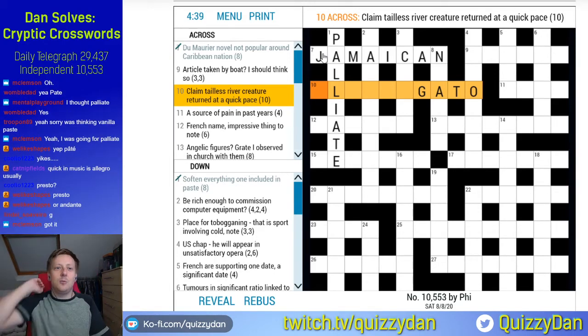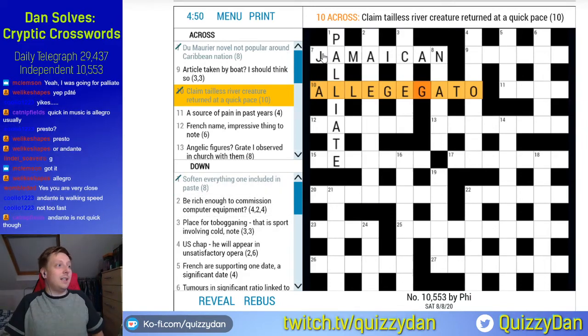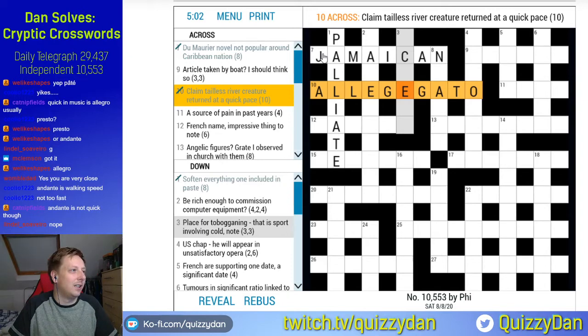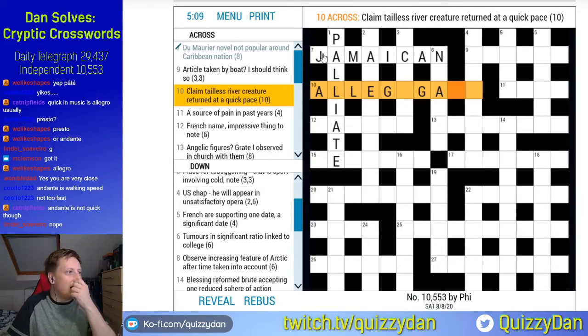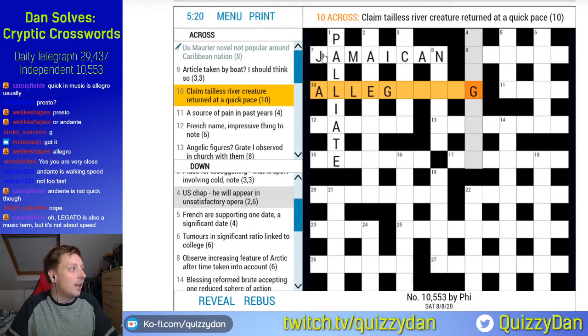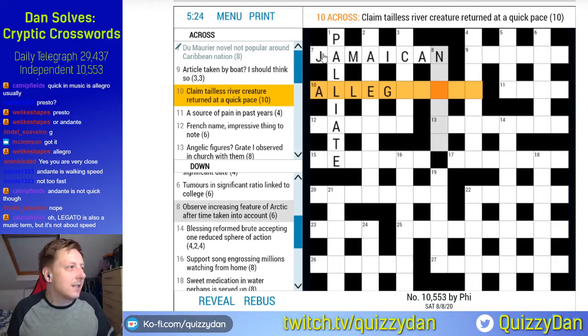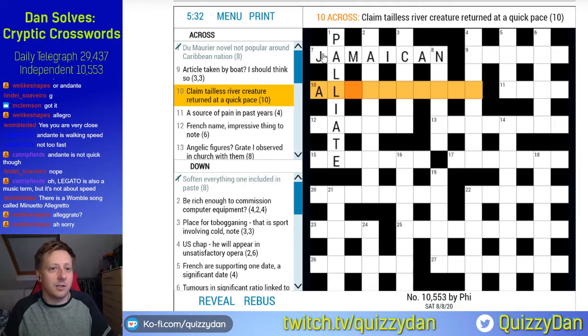I was thinking of andante. Thank you, Shapes. So, if you claim you allege, this is why. So, no, that's not right. But I'm close. If you claim you allege or something, and the river creature is returned as well. So the gator must be returned or something. Okay. So can someone who has this clue help me? Allegrato, says someone.